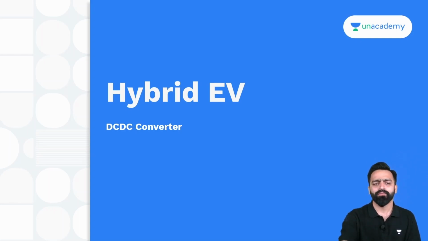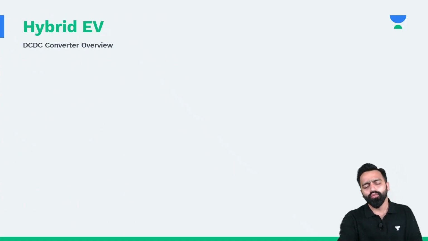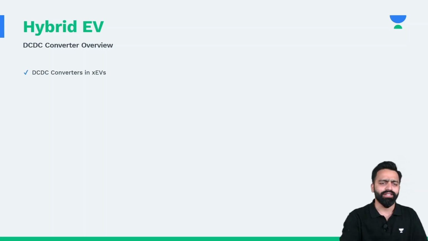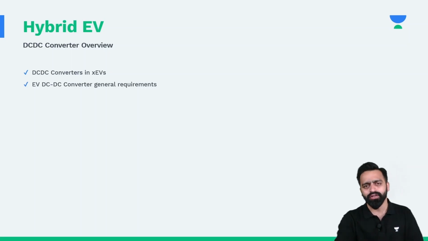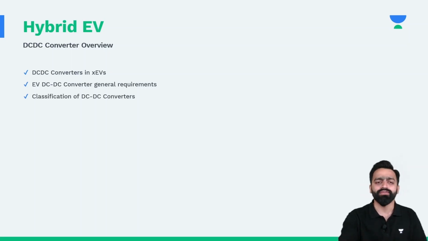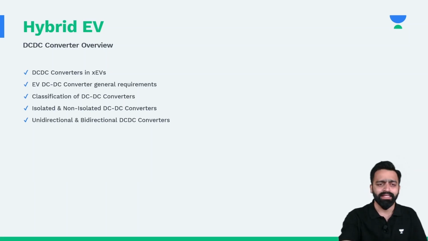So let's start. The DC to DC converter overview consists of the DC to DC converters that can be used for XEVs, the electric vehicle DC to DC converter general requirements, and the classification of DC to DC converters, like we have done classification of various types of electric vehicle. Every component has different classifications. In the same way, we have to do classification of DC to DC converters. Further, isolated and non-isolated DC to DC converters. Then unidirectional and bidirectional DC to DC converters.